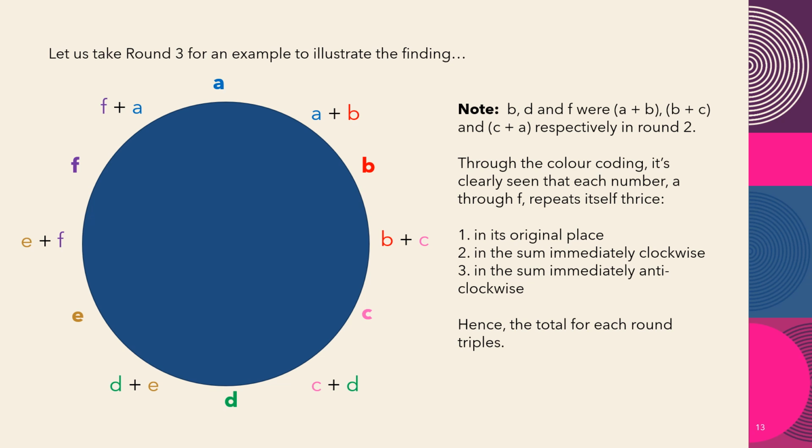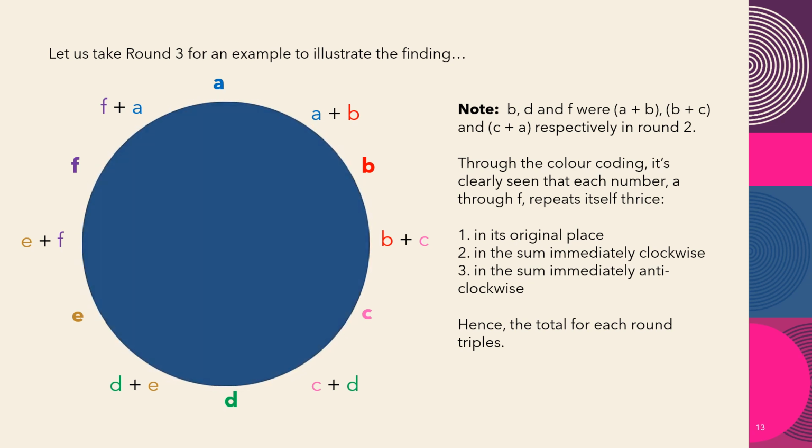Now let's look at our round 3. We have A, B, C, D, E, and F. To fill in the gaps, we have A plus B between A and B, and we have F plus A between A and F. I've color coded them so you can see all your A's, B's, C's, D's, E's, and F's. If you notice, there are exactly 3 of each of these letters. One is in the original place, like for example for A, we have one right in the original place over here.